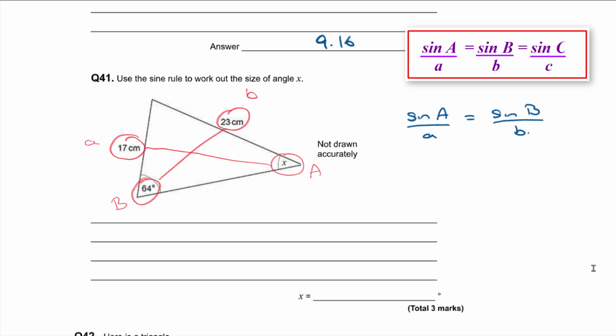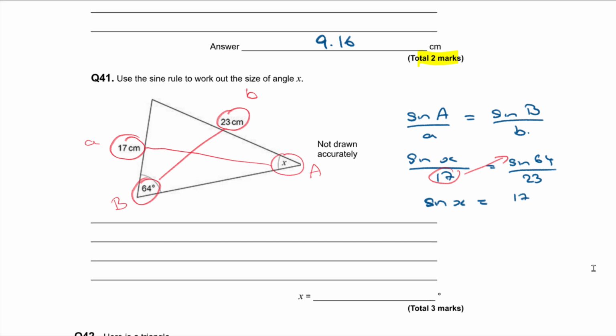So I'm going to substitute back in for x now. So sine x over a, which is 17, is equal to sine B, which is 64, over b, which is 23. Okay, need to get x by itself. Let's just cross multiply that 17 over to the other side. I'm going to get sine x equals 17 sine 64 over 23. So then x is going to be the inverse sine of that, isn't it? 17 sine 64 over 23. Okay, and that's what I'm going to type into the calculator.